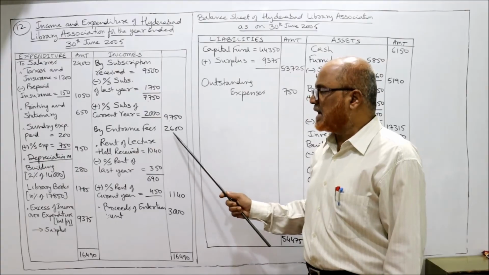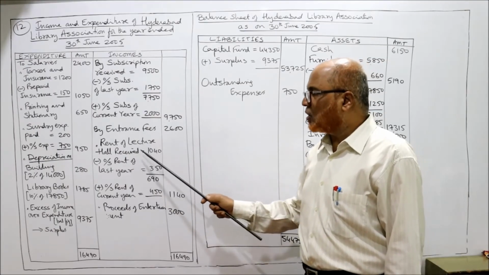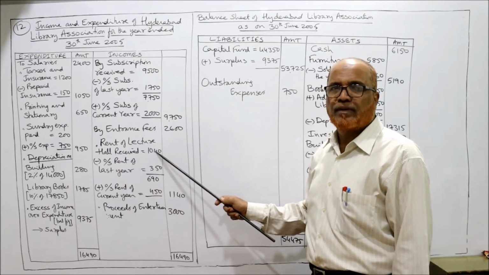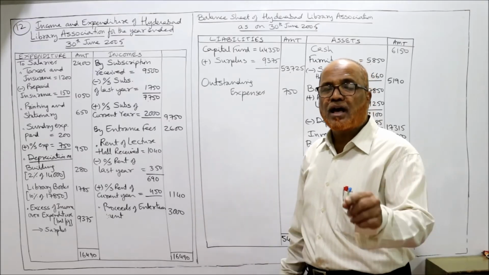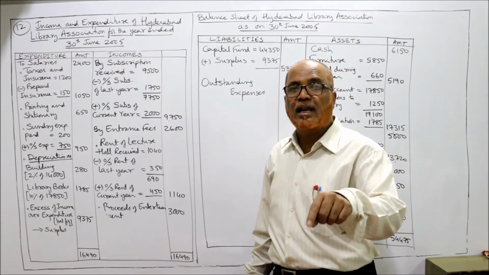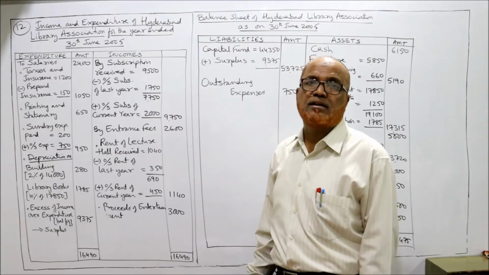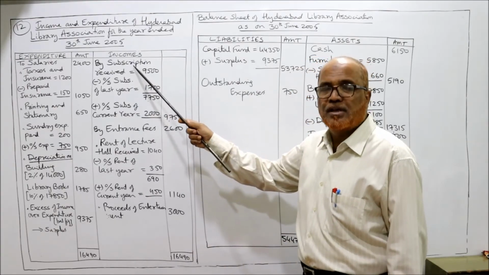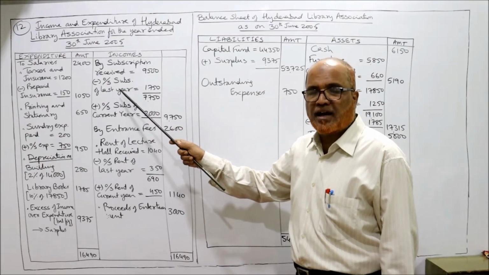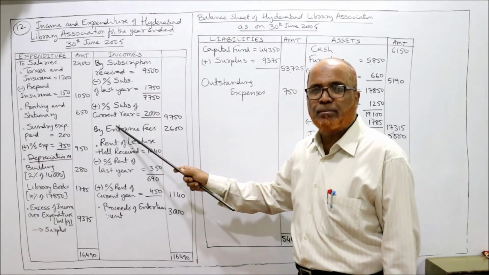Then entrance fees directly we have taken. Rent of lecture hall received 1,040. 1,040 receive करें. अब उसमें current year का outstanding rent add करेंगे, last year का outstanding rent deduct करेंगे, just like subscription. Subscription में जैसा current year का outstanding add करें, last year का outstanding minus करें.